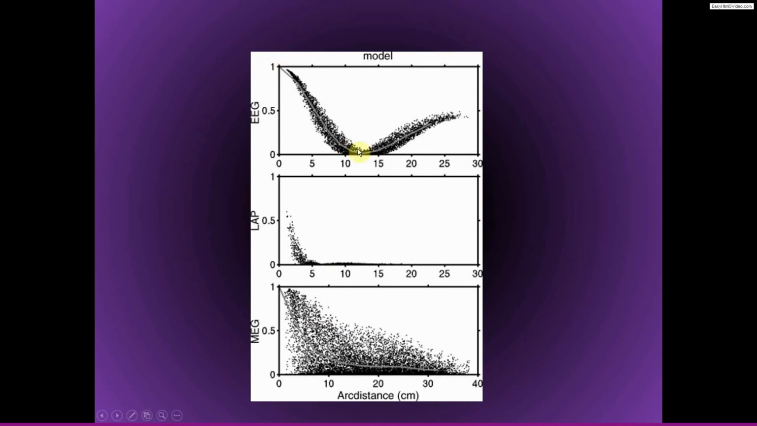Okay, and so here, coming back from this other part of the simulation, they show that with the Laplacian, the connectivity decreases very precipitously as a function of interelectrode distance and does not resurge later. We will also see this in empirical data, in real data, later on, and it generally looks pretty much like this. This is the same thing for MEG.